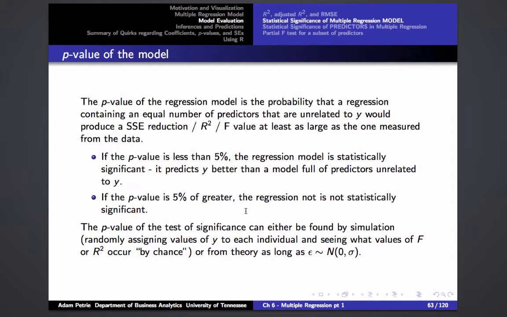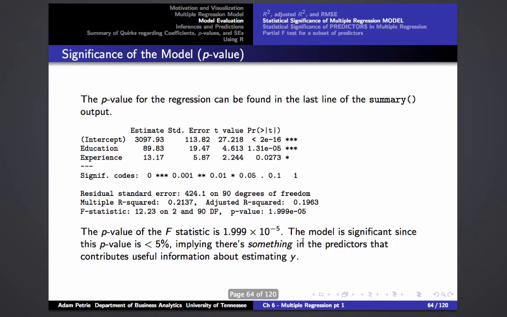All right, so how can we find this p-value? Well, once again, we can find this by simulation using the same method as we discussed with simple linear regression, randomly assigning y values to each individual and seeing what the values of f or r squared that result just by random chance. And we can actually get a value from theory as long as the regression model is appropriate. Those disturbances have a normal distribution.